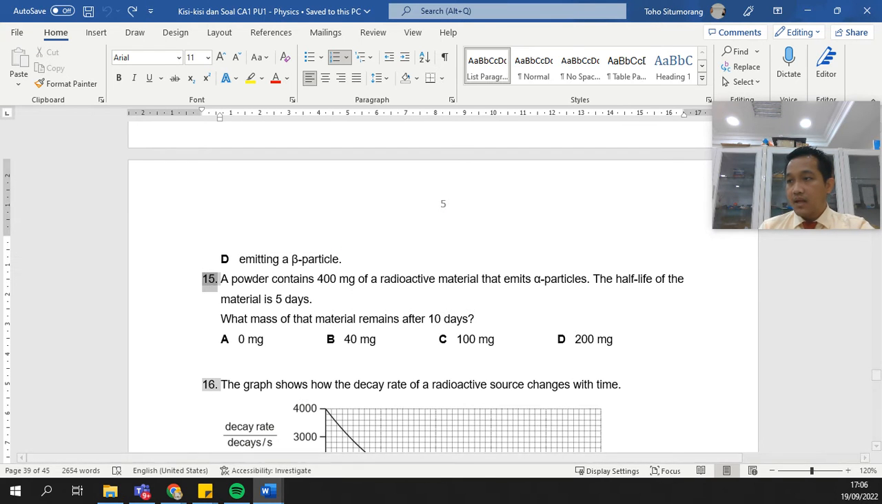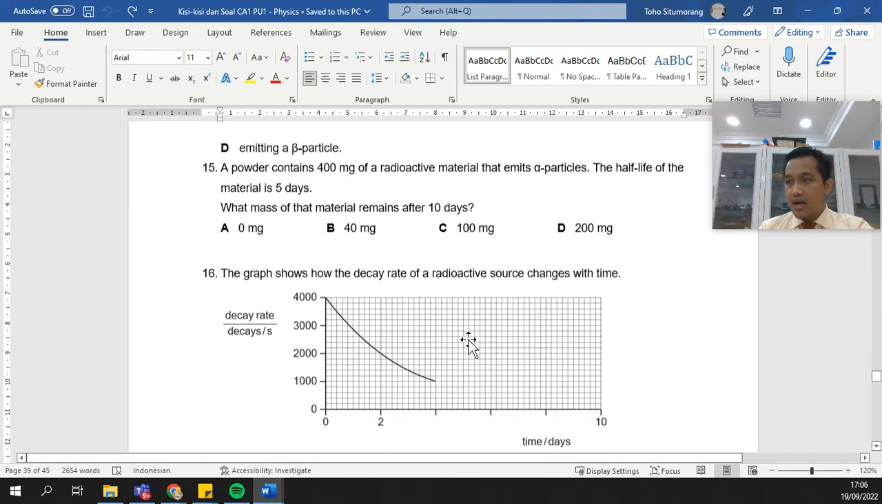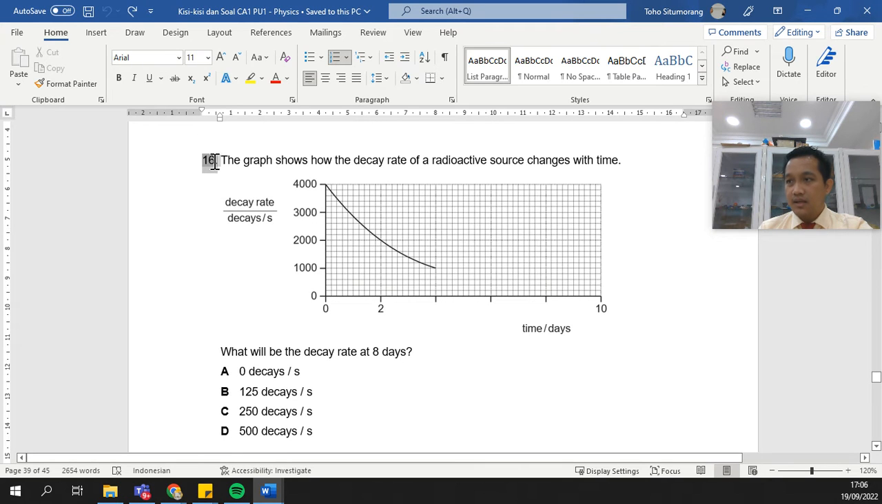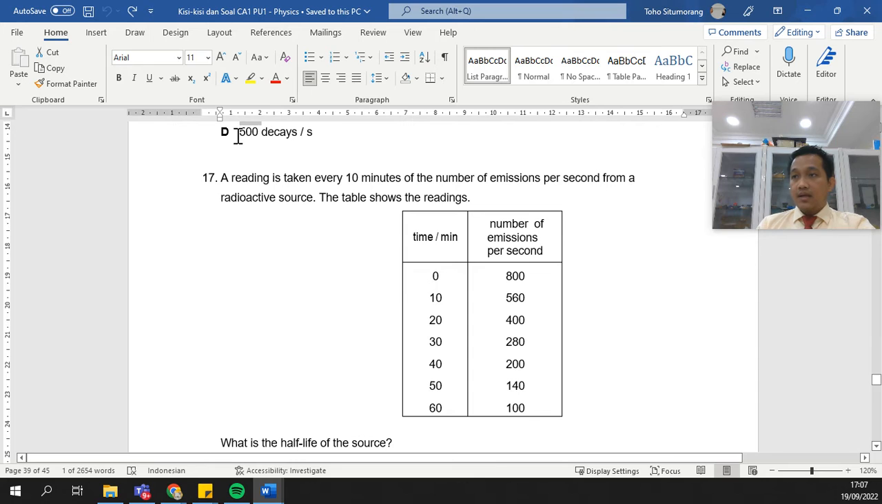Now 14. Most of you get this correctly, 100 milligram, and 16. Be careful. This is 4,000, after 2 days 2,000, after another 2 days, which means 4 days, becomes 1,000. After 6 days, another 2 days, becomes 500. Another 2 days means 8 days becomes 500 divided by 2, 250. Okay, C.